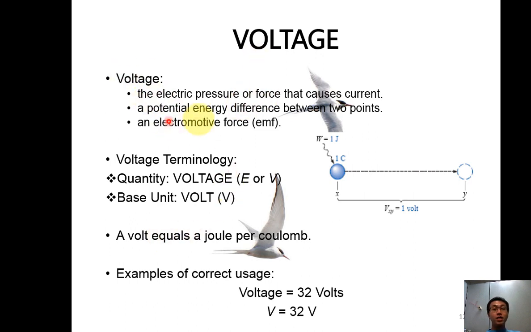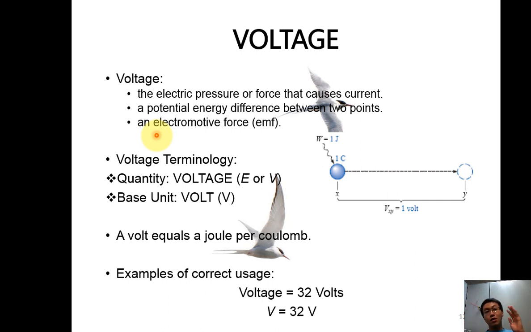Voltage. Voltage is actually the electrical pressure or force that causes a current. We can say it is a potential energy difference between 2 points, or an electromotive force, EMF. Or in a simpler way, for example, a waterfall. A waterfall is falling from a high altitude to a low altitude. So, do you see a waterfall ever flowing from low to high?